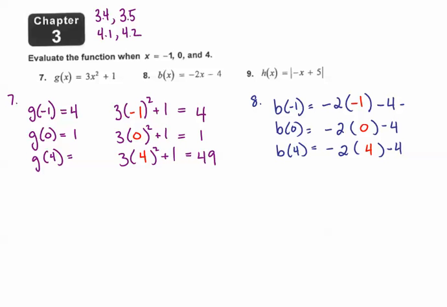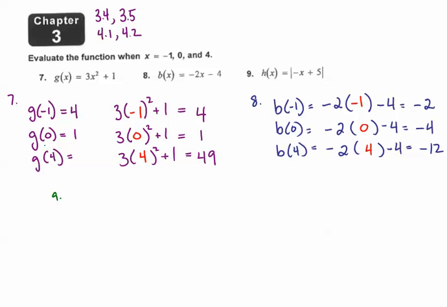And we'll come back. And negative 2 times negative 1 is positive 2, minus 4 is negative 2. So b of negative 1 is negative 2. b of 0 is negative 4. b of 4 is negative 2 times 4 is negative 8, minus 4 is negative 12. All right, so we'll go on to number 9.